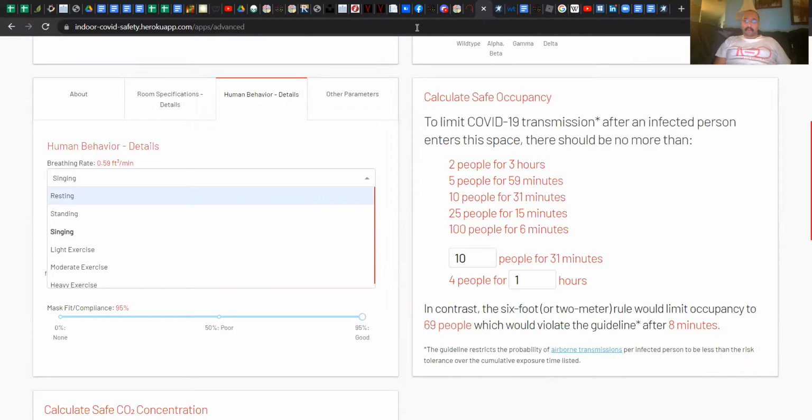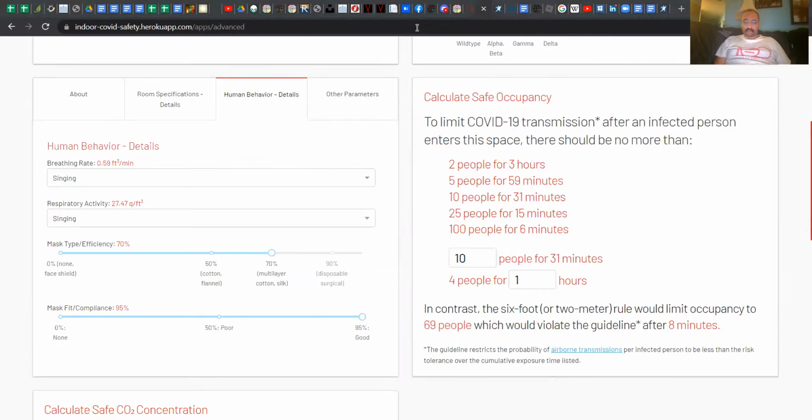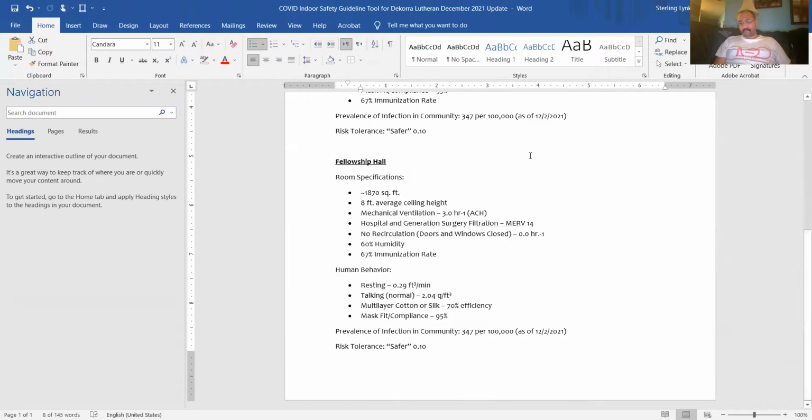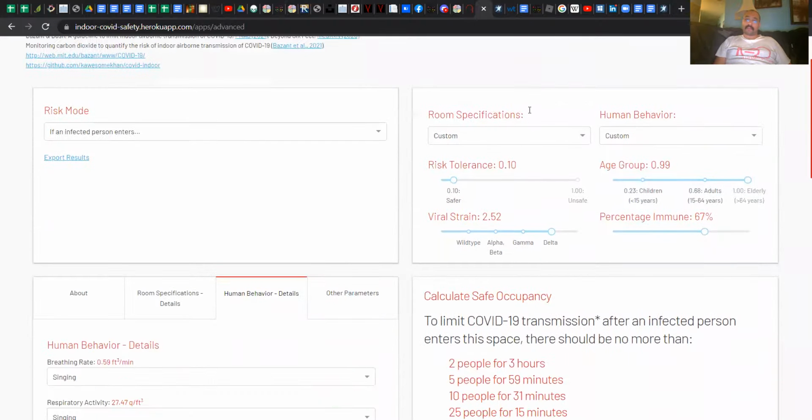Let's go back quick. Let's go back to this sheet with this information on here again. We can also have the information in there for the fellowship hall as well. A lot of these things are the same, so you could do the math for that. And again, you want to do the math for that, or you want to have a reliable standard.